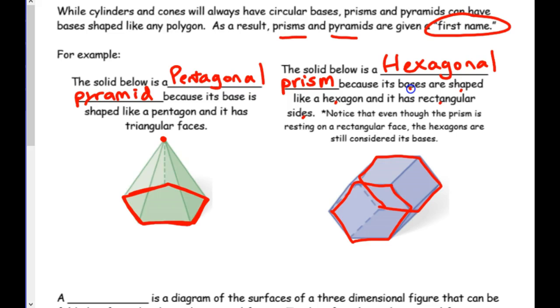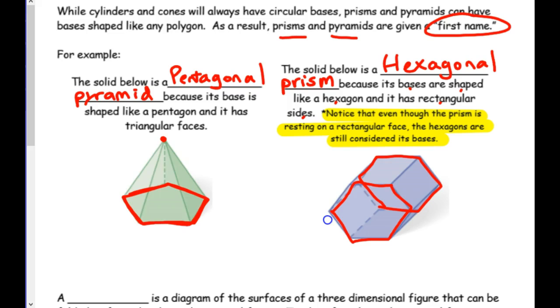Now, everybody, look right here. I'm about to highlight again. Notice that even though the prism is resting on a rectangular face, the hexagons are still considered its bases. Do you see how this thing is sideways? The base is not on the bottom. That's the most confusing thing for people, okay?